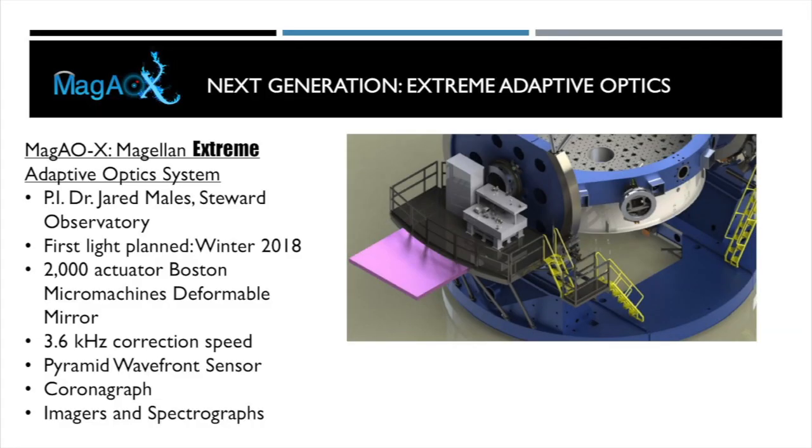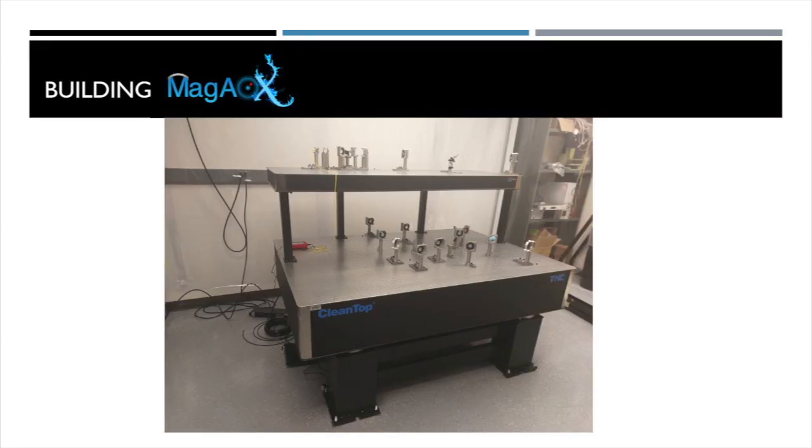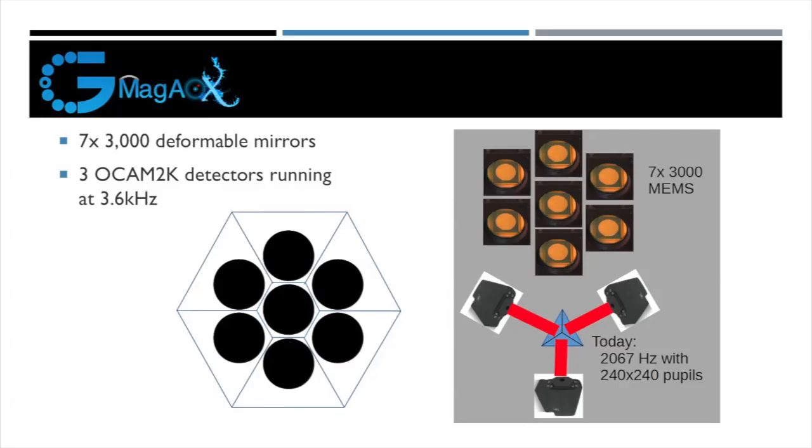Our first light plan for this instrument is later this year in winter, and we're using a 2000 actuator deformable mirror, so we're really getting high corrections to our starlight. And we're going to be running at 3 kilohertz speed. This is a picture of MagAO-X as it is today. It's being built right across the street at Steward Observatory, and soon we'll be finished with alignment and we'll be shipping it to Chile.